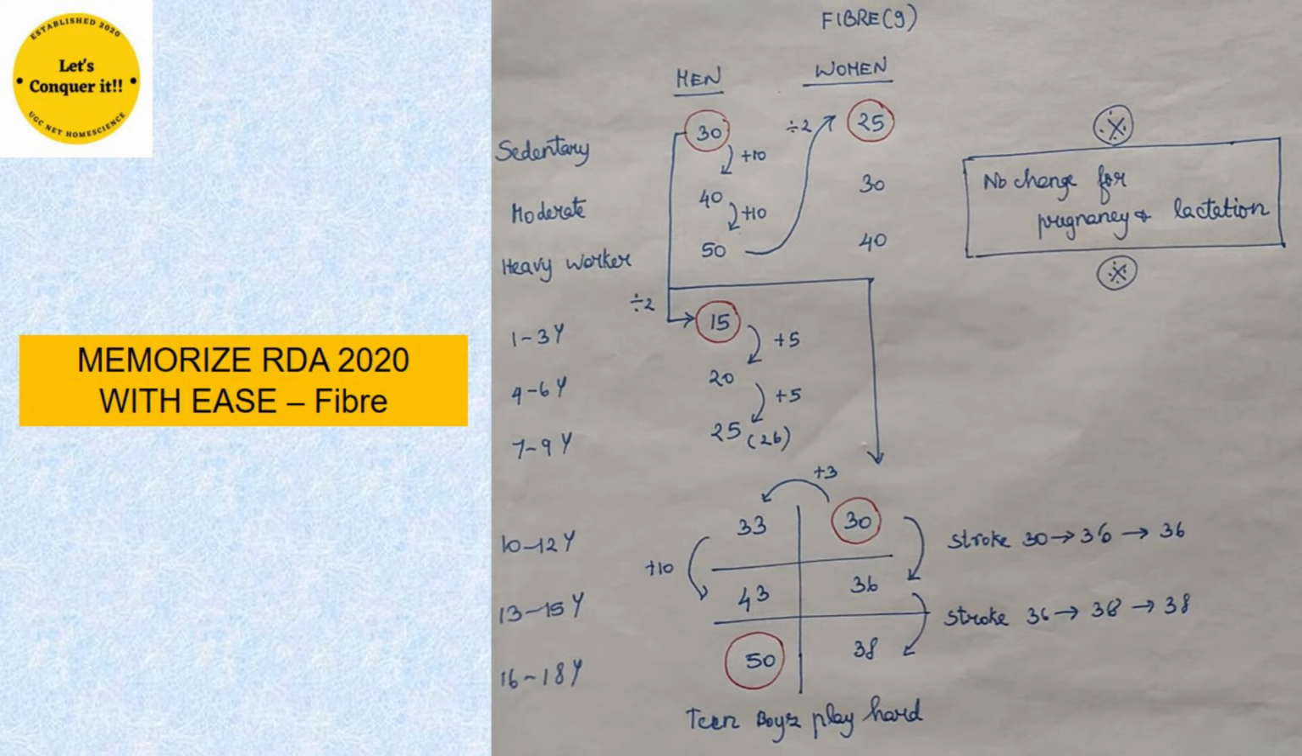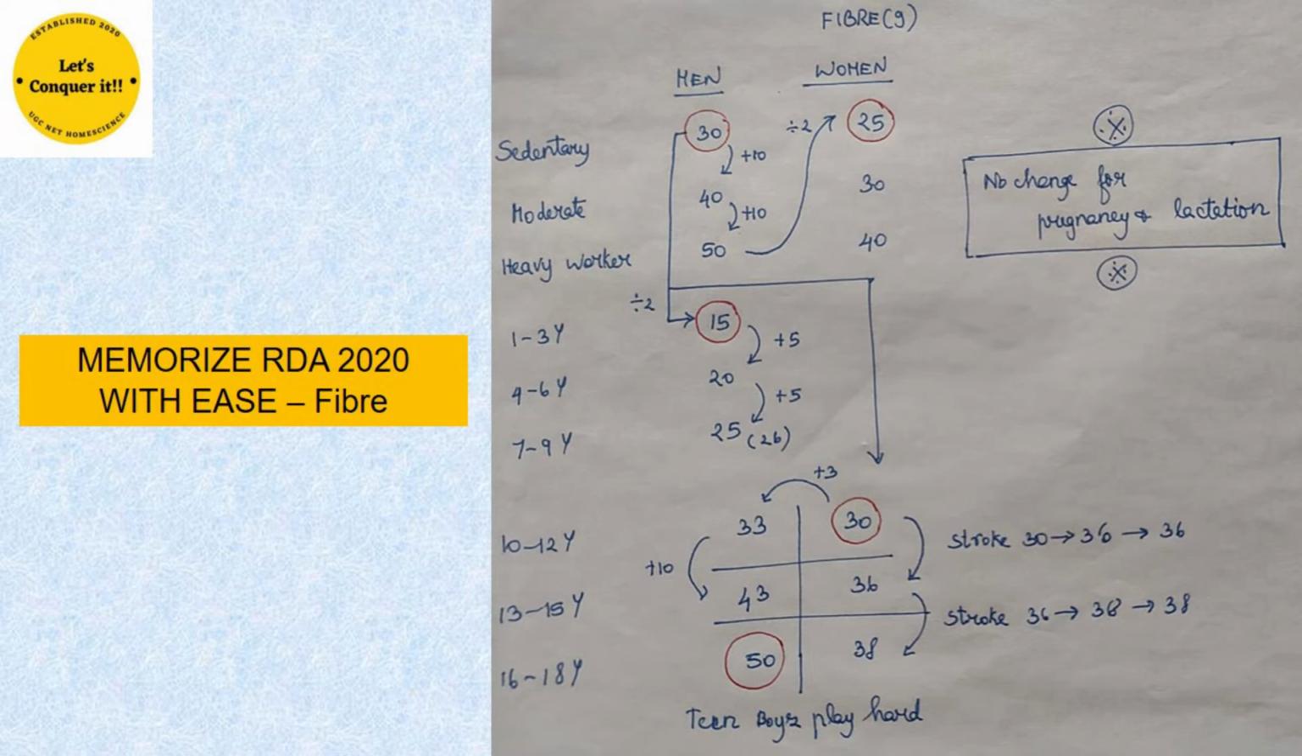Now let us go into the next category, which is the children category. Again there are 3 different categories in this: 1 to 3 year old, 4 to 6 year old and 7 to 9 year old. To get the requirements of a 1 to 3 year old, let us come back to the 30. 30, as I said, is the only number that you will be remembering in this case. So what we are going to do is divide this 30 by 2. 30 divided by 2 gives me 15. This 15 is the fiber requirement of a baby who is 1 to 3 years old.